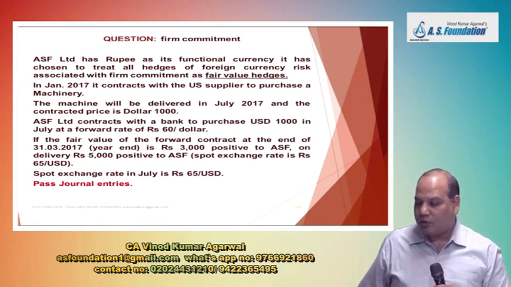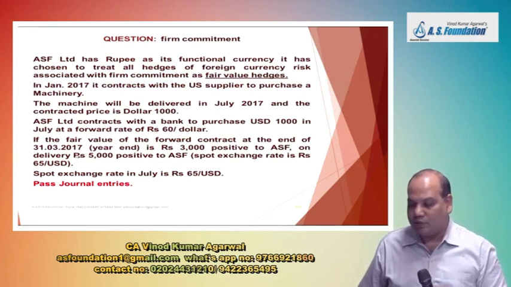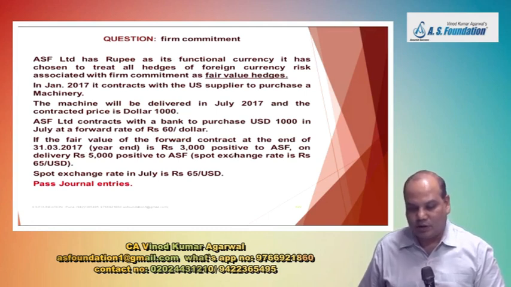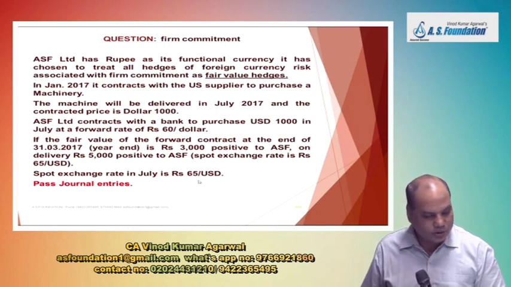ASF Limited contracts with the bank to purchase USD 1,000 in July at a forward rate of 60 rupees per dollar. So to protect your risk, you have entered into a forward contract at 60 rupees. If the fair value of the forward contract at the end of 31st March 17 year end is rupees 3,000 positive to ASF, on delivery rupees 5,000 positive to ASF, the spot exchange rate in July is rupees 65 per USD.